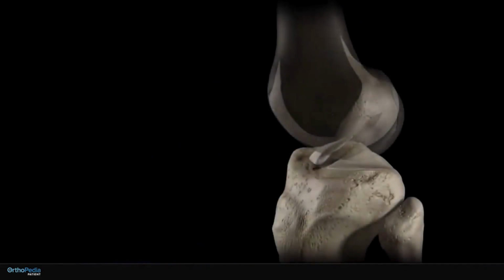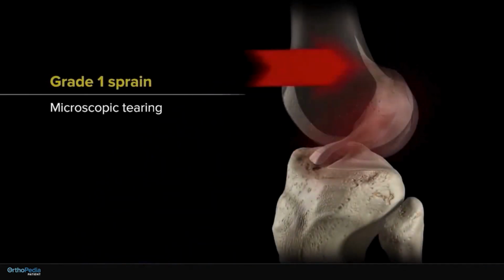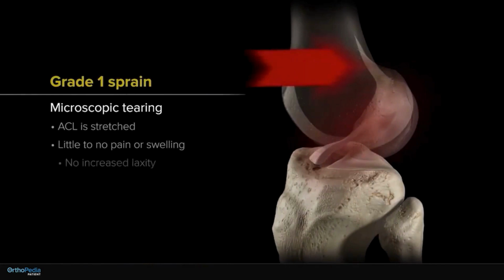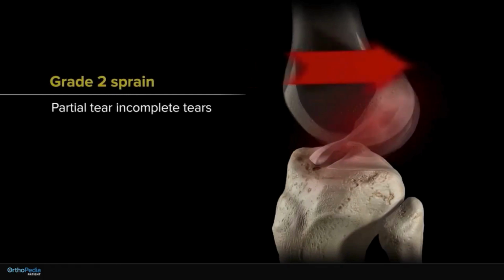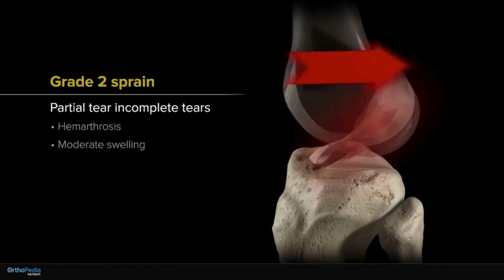ACL tears can be classified into 3 different grades. In grade 1, the ACL is only stretched. There is little to no pain or swelling, and the patient likely won't feel any kind of instability. The ligament is considered functionally intact. Grade 2 injuries are labeled partial or incomplete tears. There will be a hemarthrosis, or bleeding in the joint, swelling, and some tenderness. The patient will feel some instability as well, and will likely have some difficulty performing daily activities.